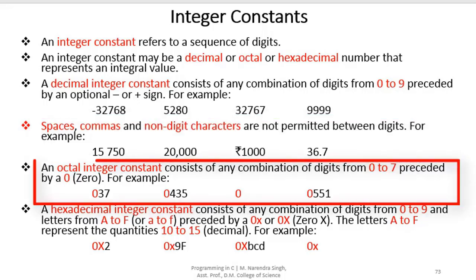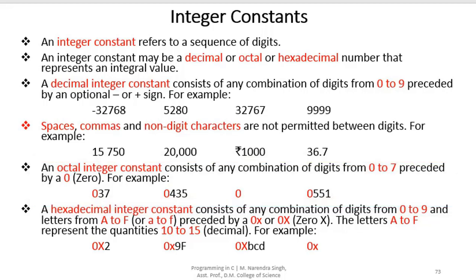In the next integer constant, there is a decimal point, which is illegal or not permitted because it is an integer constant. An octal integer constant consists of any combination of digits from 0 to 7 preceded by a 0. Remember, any octal integer constant is preceded by a 0. For example, 037 is octal number 37, 0435 is octal number 435, and single 0 is octal 0, and 0551 is octal number 551.